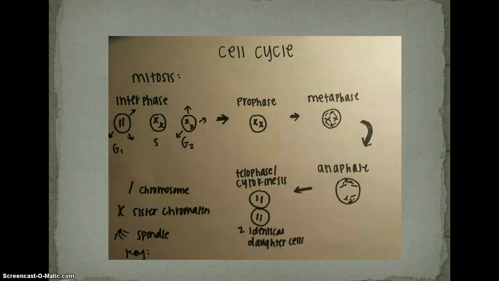Now, this is a picture of the cell cycle, and the cell cycle is basically a process in which cells divide. Here we are looking at mitosis, in which somatic or body cells, like skin cells or bone cells, actually divide. And the cell cycle actually has 6 parts: it goes through interphase, which has the G1, S, and G2 phases, then prophase, metaphase, anaphase, and telophase or cytokinesis.